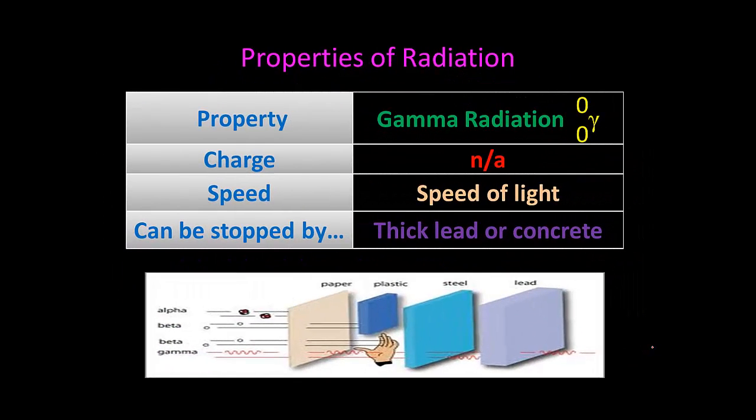Last one is gamma radiation. It has no charge and it has no mass, and because it has no mass, it travels at the speed of light. And it takes thick lead, very thick lead, or concrete to stop it. What happens there is the lead or the concrete will absorb that energy. And this is why they put lead aprons on you when you go to the dentist for x-rays. Now, x-rays are not as energetic as gamma radiation. It takes lead to stop the x-rays because they are a type of radiation as well, and they have no mass.